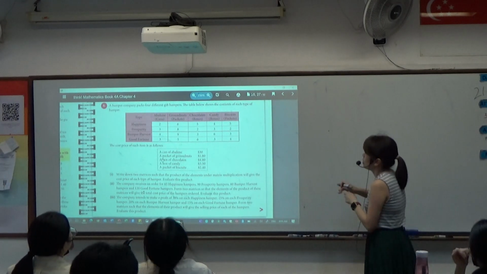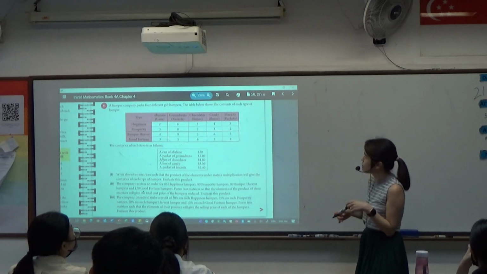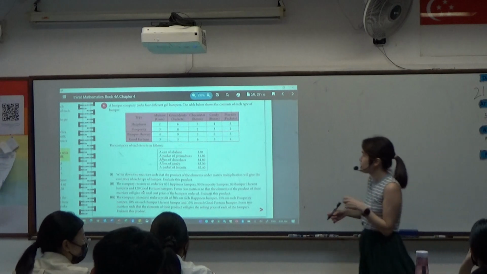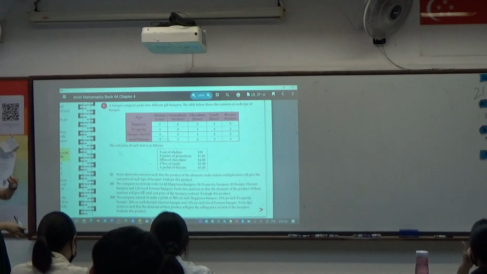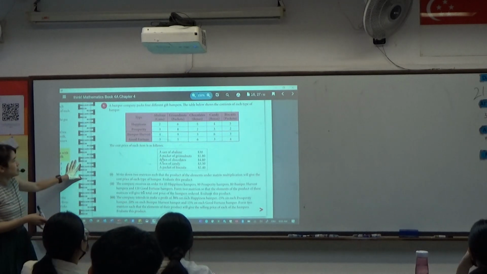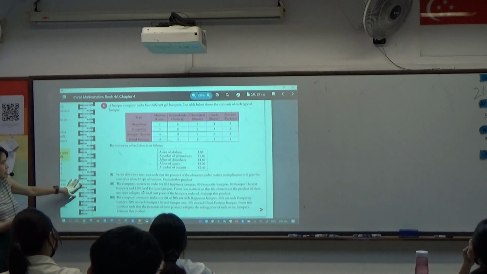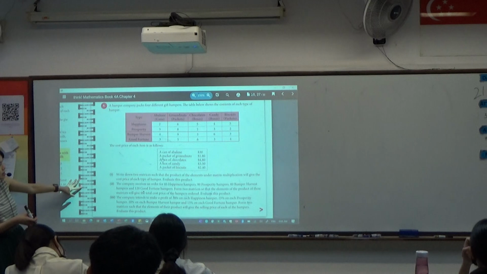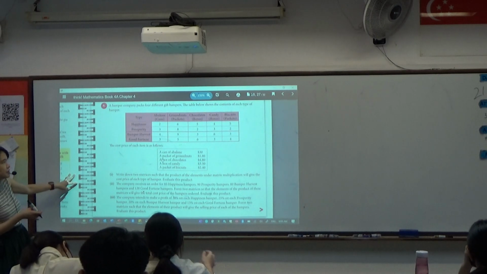Okay. Alright, question 6. So we are given that a hamper company packs 4 different gift hampers: happiness, prosperity, bumper harvest, and good fortune. In each of the different hampers, it contains different kinds of stuff. The cost price of each of the following items is as shown here. We want to write down two matrices such that the product of the elements, under matrix multiplication, will give the cost price of each of the hampers.